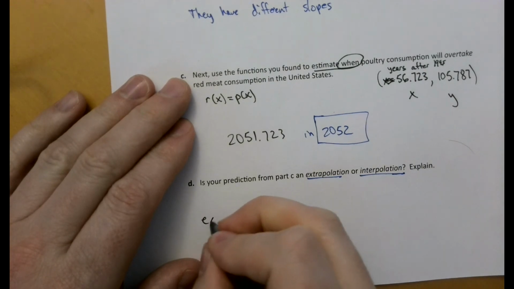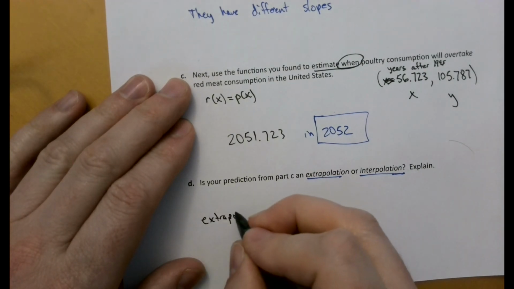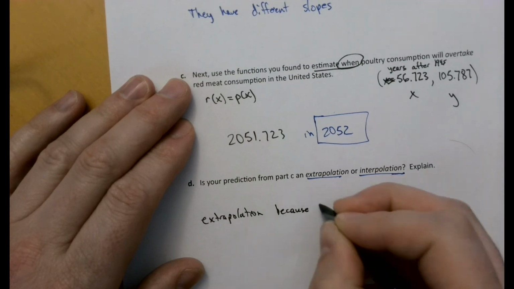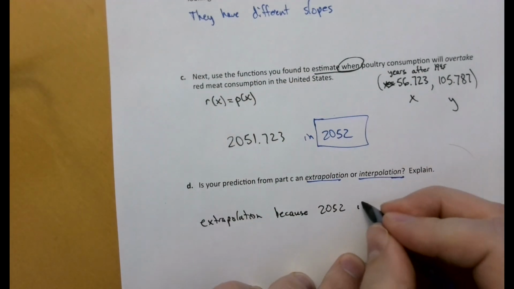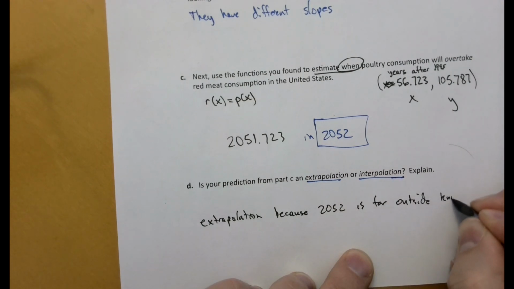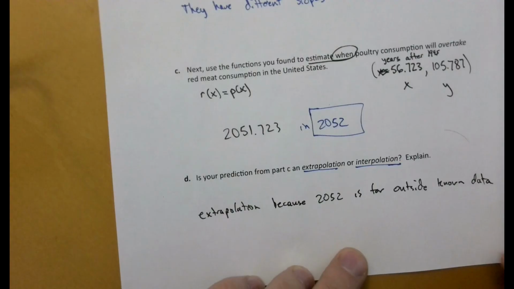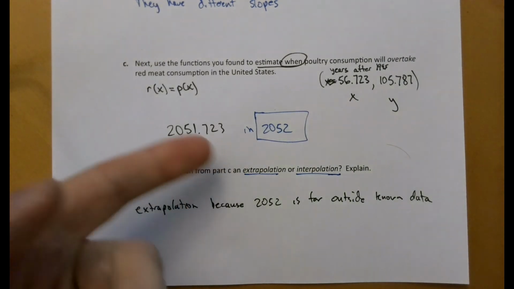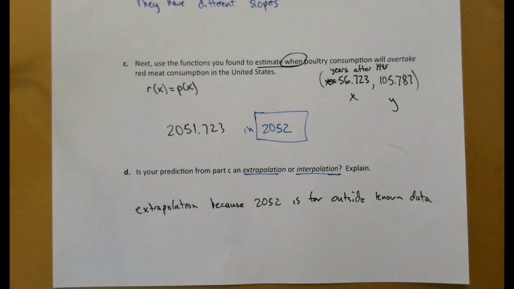Our last known data value is 2009. This is extrapolation, because 2052 is far outside known data values. Why that won't be a good accurate prediction is we don't know if the rate of consumption for either red meat or poultry will continue at the same linear rate for the next 31 years.